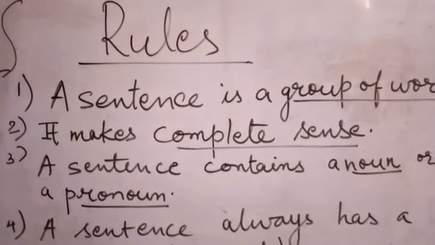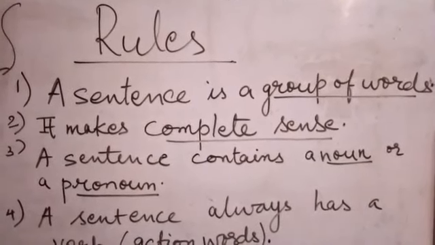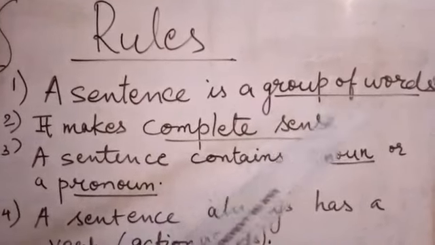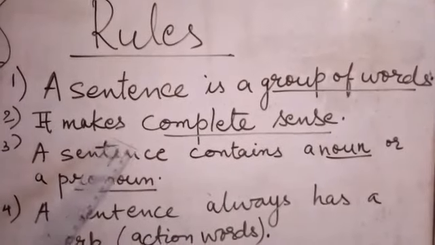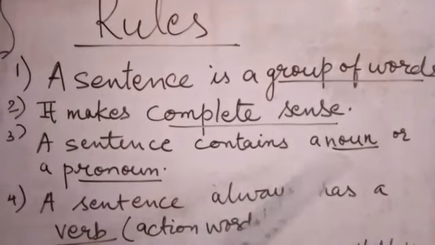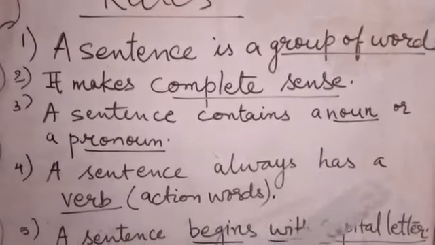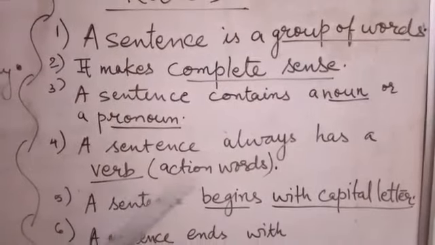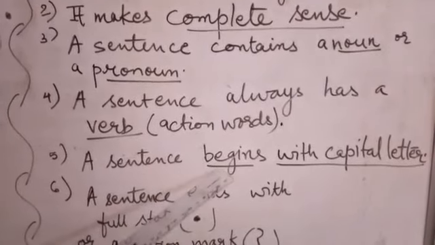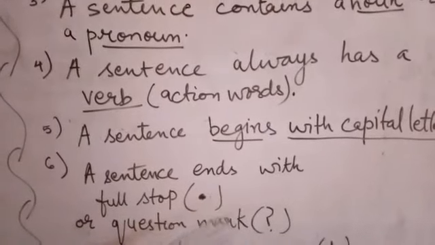Students, now to understand sentences, we have to follow some rules. Rule number 1, a sentence is a group of words. It makes complete sense. A sentence contains a noun or a pronoun. A sentence always has a verb. Verb is also called action words. A sentence begins with a capital letter. A sentence ends with a full stop.